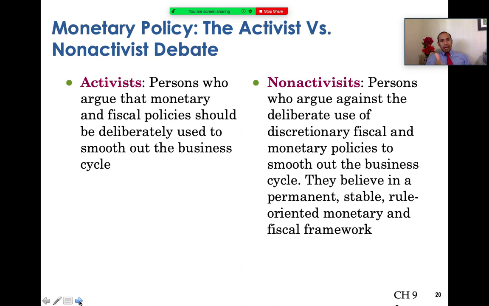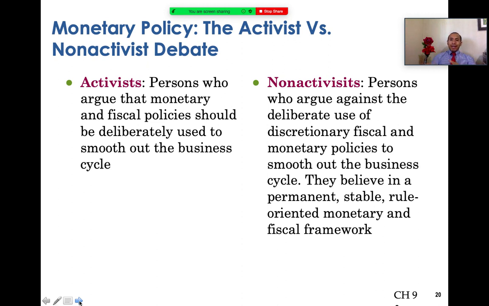Other people, like those in the activist and non-activist views of monetary policy, see monetary policy differently. The activists argue that monetary and fiscal policies should be deliberately used to smooth out business cycle activity. When we have big business cycles or crises, activists actively use monetary policy when needed to stimulate the economy, slow it down, or help it. The non-activists have a different view of the economy.